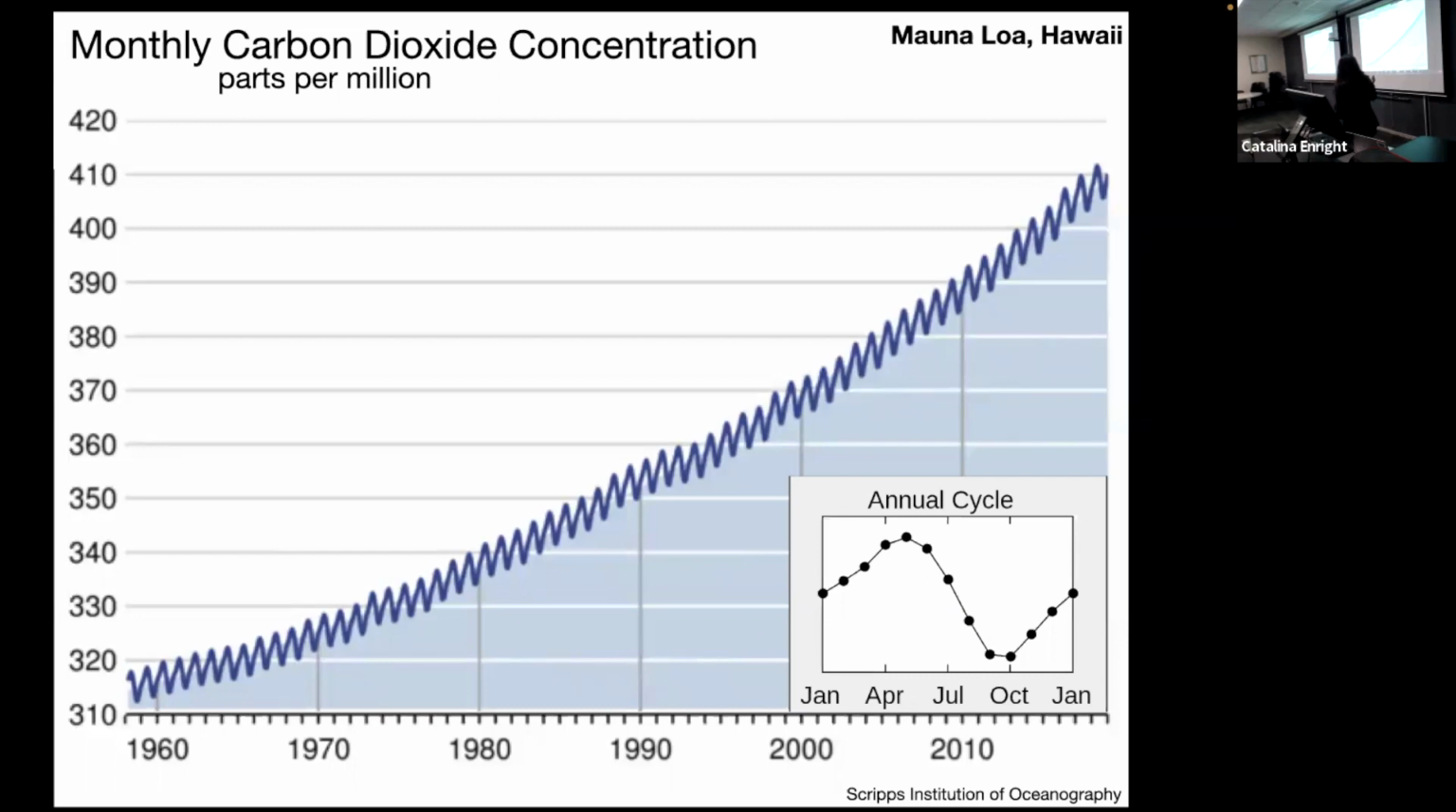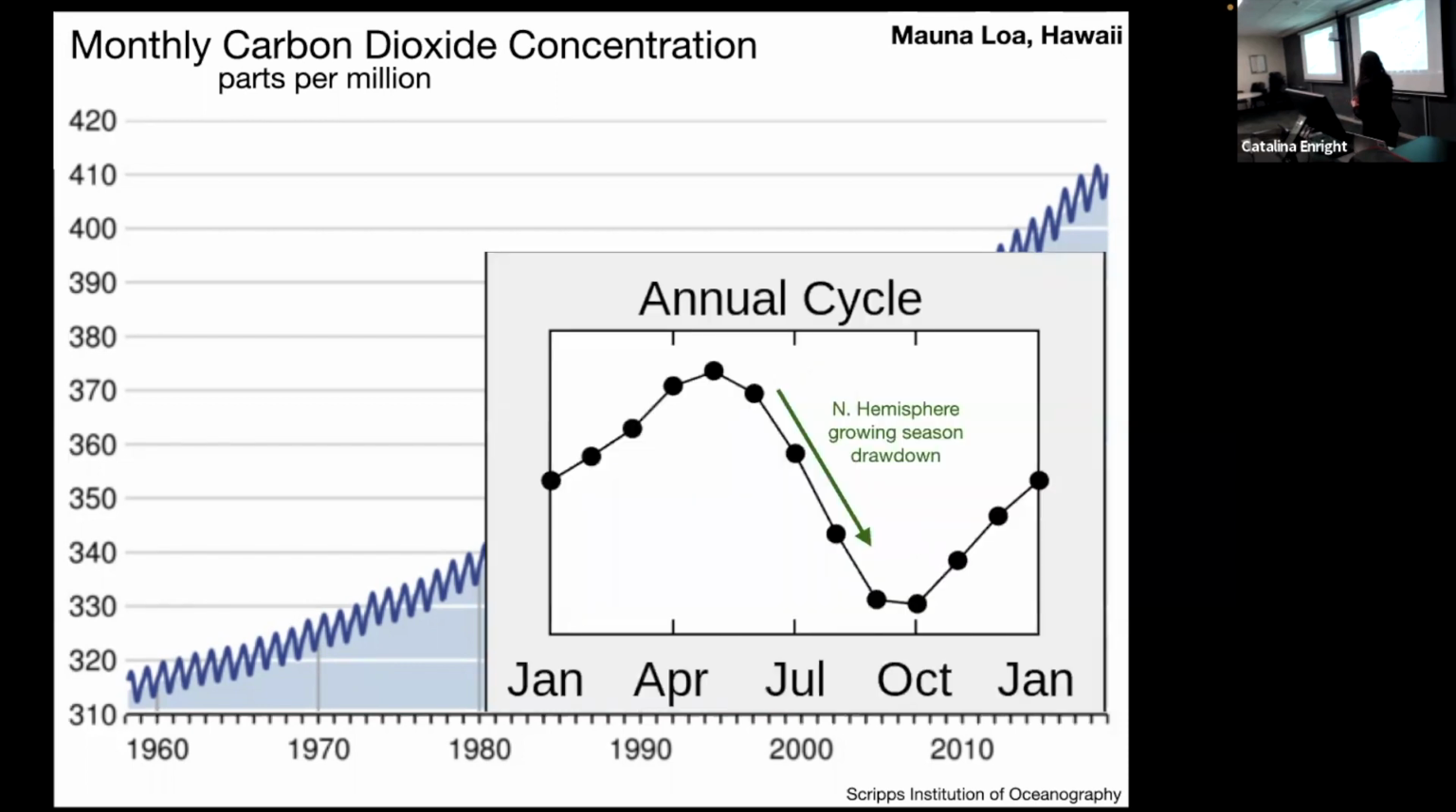So as you'll see from this curve, and you all likely know, concentrations of carbon dioxide are increasing through time, and that increase is caused in large part by human activities. But what I want to draw your attention to is this annual cycle. So I'll blow this up here, and the reason that I want you to pay attention to this annual cycle is because it's driven by terrestrial productivity, specifically in the northern hemisphere where there's more land mass.